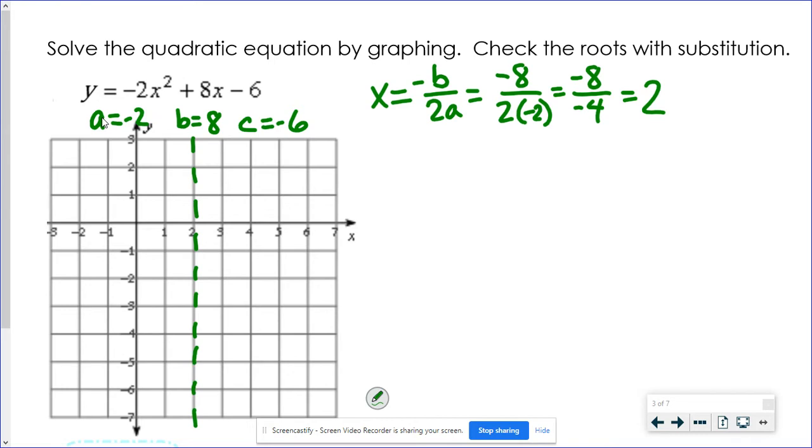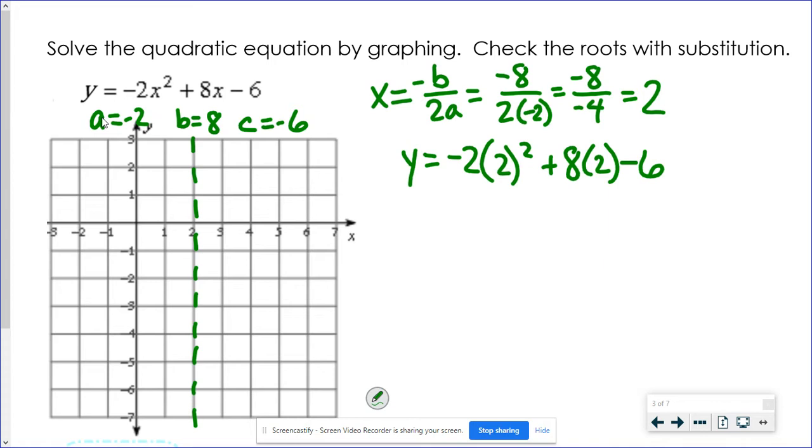Now that I know what the x part of my vertex is, I can substitute that in to find the y part of my vertex. So I would get that y equals -2 times 2 squared plus 8 times 2 minus 6. At this point, if you feel really comfortable just doing this in your calculator, go ahead. Just be very careful. Make sure that you're getting your parentheses. Without a calculator, I can still do this because I'm just going to follow order of operations.